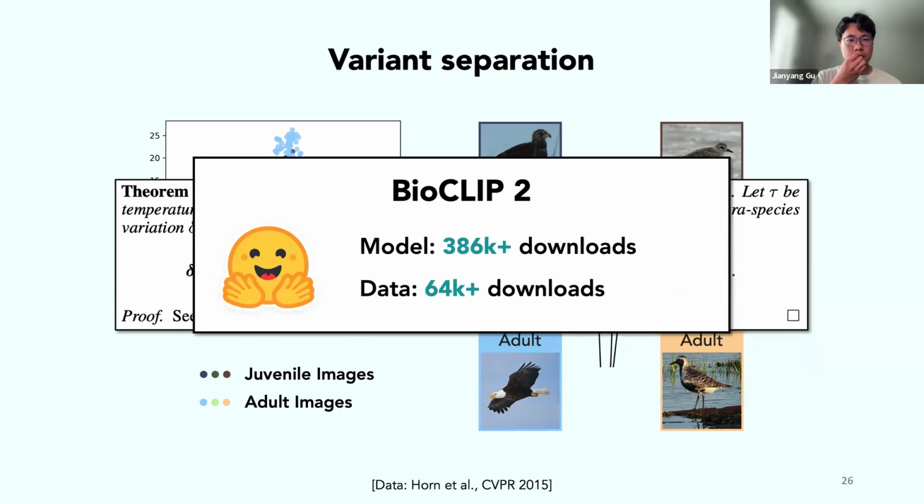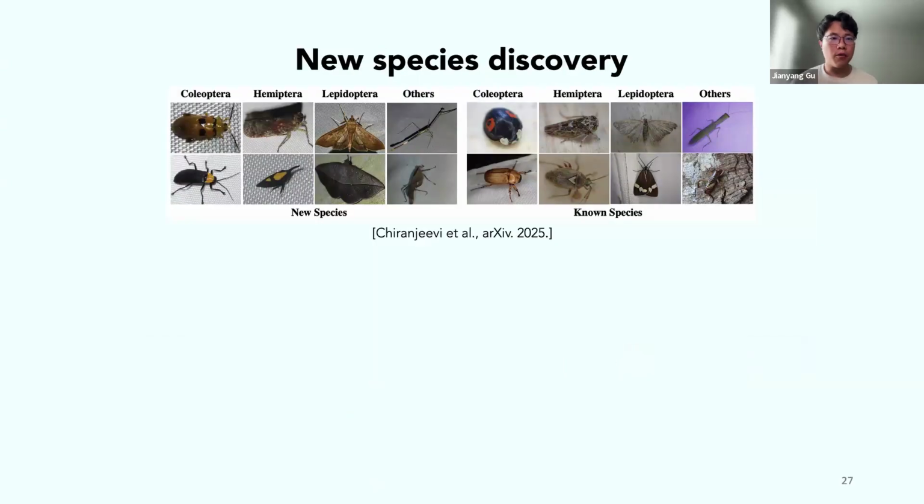So BioClip 2 has been adopted by a lot of stakeholders. For example, we know that the World Organisation for Animal Health has applied BioClip 2 in their online model to classify different species. And the model has been downloaded more than 300,000 times. And the dataset has also been downloaded more than 60,000 times. And while we appreciate the rich ecological representation acquired in BioClip 2, we also want to know its use in real-world discovery. So here is a task where we apply BioClip 2 to discover new species.